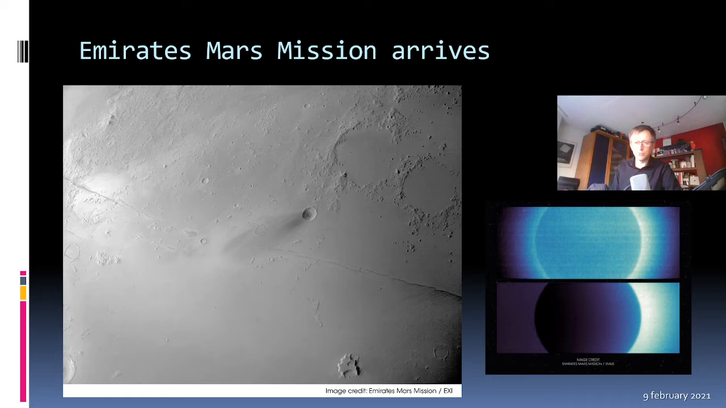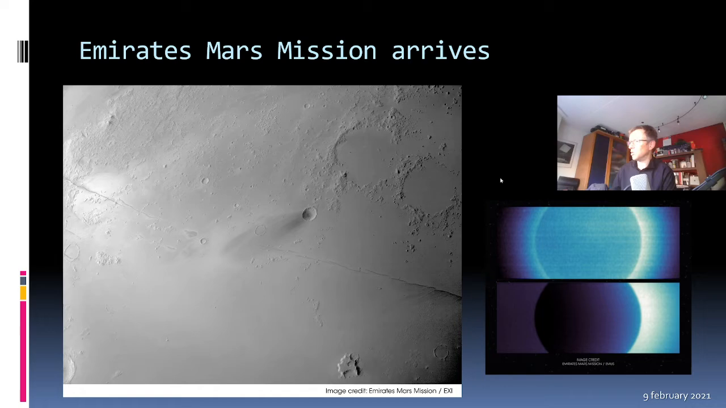It has three instruments: the camera, of which you see a picture on the left. It has an ultraviolet camera, that is the picture on the right, and there's another instrument that investigates the upper atmosphere and all that kind of stuff. So hopefully we're going to learn a lot about how that loss of atmosphere happened.